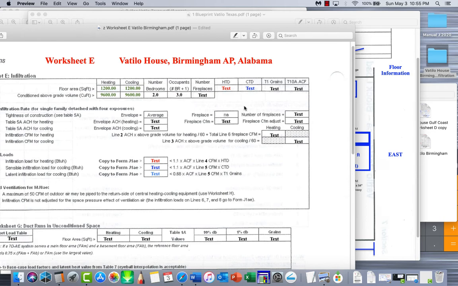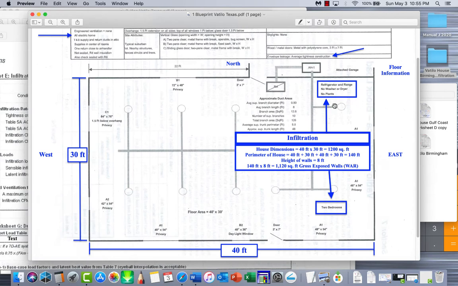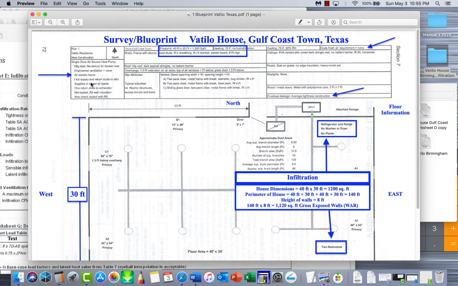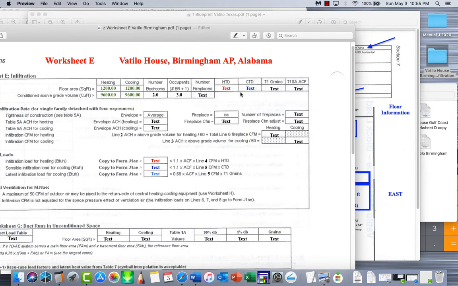Number of fireplaces. Okay, let's see here. Right here, we have a little bit of information. It says we have a refrigerator, range, no washer, no dryer, and no plants. But up over here, it says all electric home. So if it's all electric home, there's no way we would probably have a gas or a wooden fireplace. So that would be 0.0.